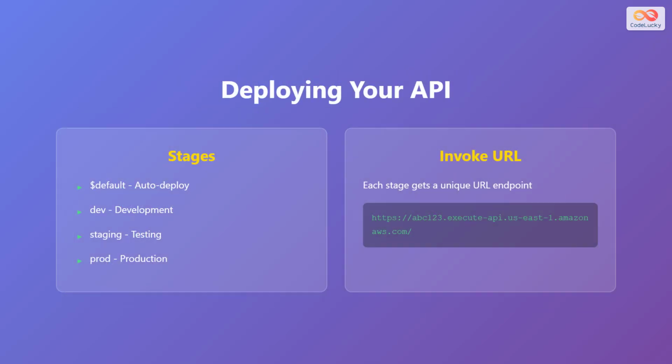Once your API is configured, you need to deploy it to a stage. The $default stage is created automatically and supports auto-deployment, meaning changes are immediately available. You can also create custom stages like dev for development, staging for testing, and prod for production. Each stage receives a unique invoke URL that follows the pattern https:// followed by a random identifier.execute-api.yourregion.amazonaws.com. This URL is used to make requests to your API.